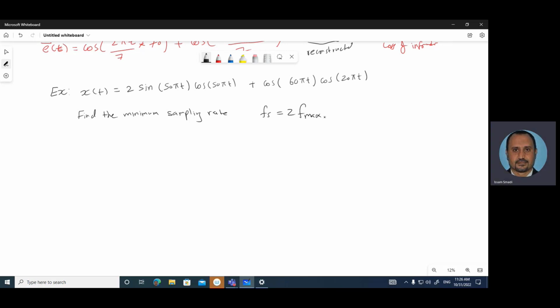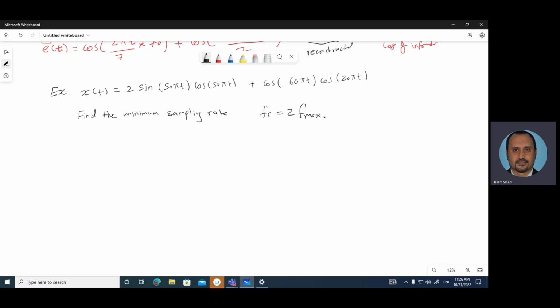So simply, those are multiplied, so I need to unify the frequency. Now you know that 2 sine theta cosine theta will equal to what? The sine 2 theta, because they have the same theta, the same frequency.